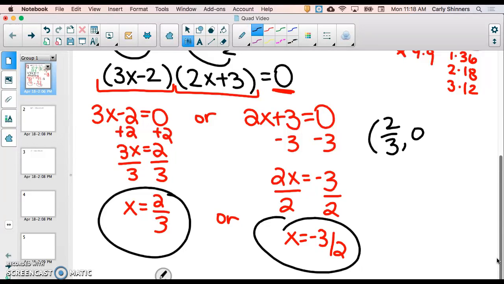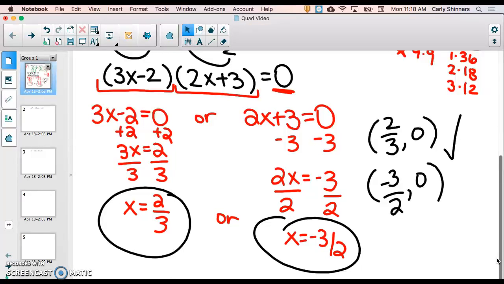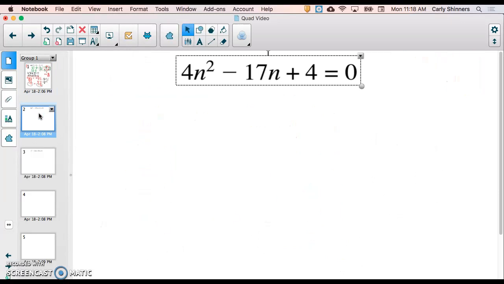If I wanted to write them in intercept form, I could write them as a point. But those are my two solutions, my two x-intercepts. So here's an example of when one answer is positive and the other is negative. Let's take a look at another example.